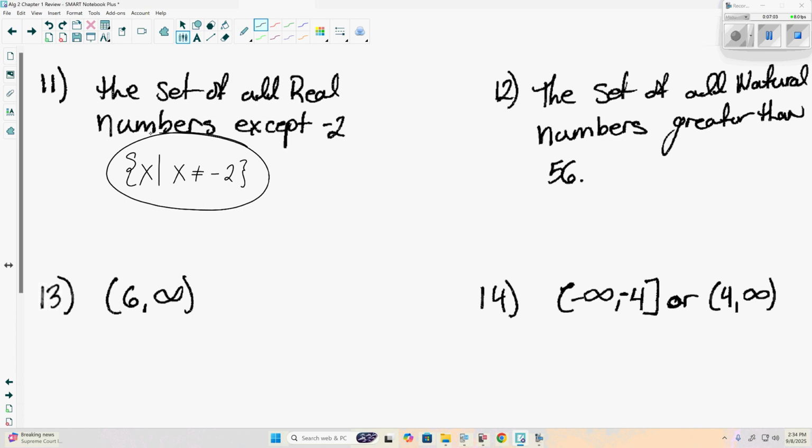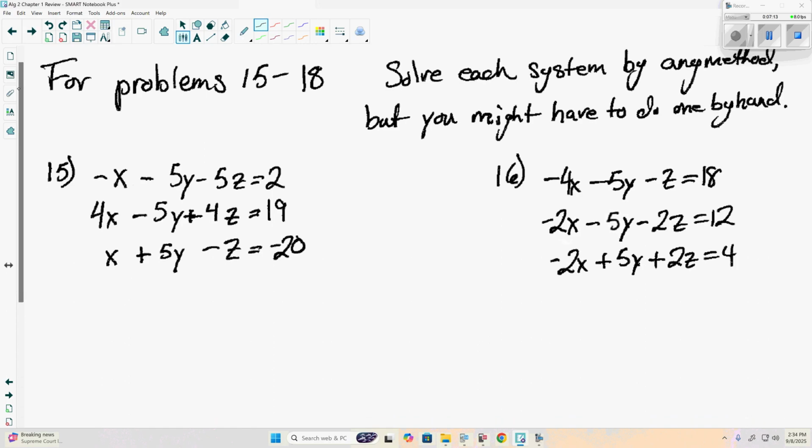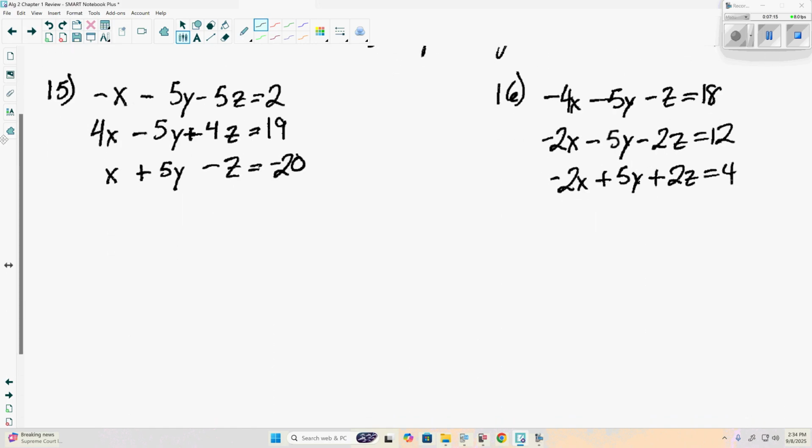Questions on this here? Questions on any of this so far? If we're good with set builder, we'll move on to systems. Systems of equations were the next type of problems.